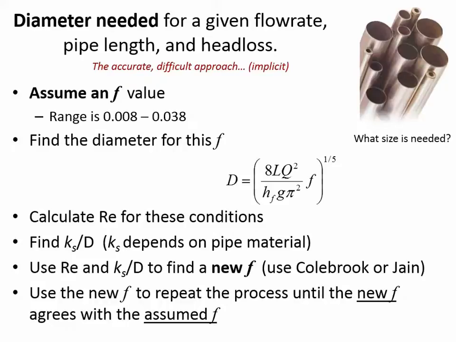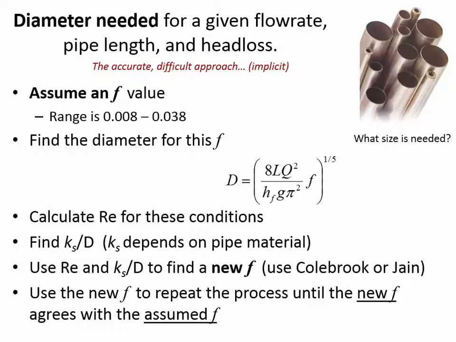And this diameter required depends on the F value. So our way around that is, let's just cut the Gordian knot, so to speak. We'll pick an F value, just assume a guess, and then find out what would be the diameter if you had that F value, that guess? And you'll say, all right, what would be the Reynolds number if that was my guess diameter? And you'll find what's the relative roughness based on that guess? And then you'll say, if all of those things are true based on my guess, then what should be the F value based on the Jain equation?